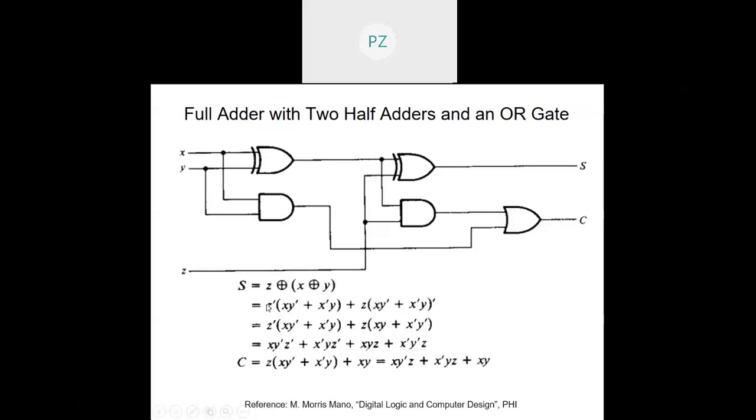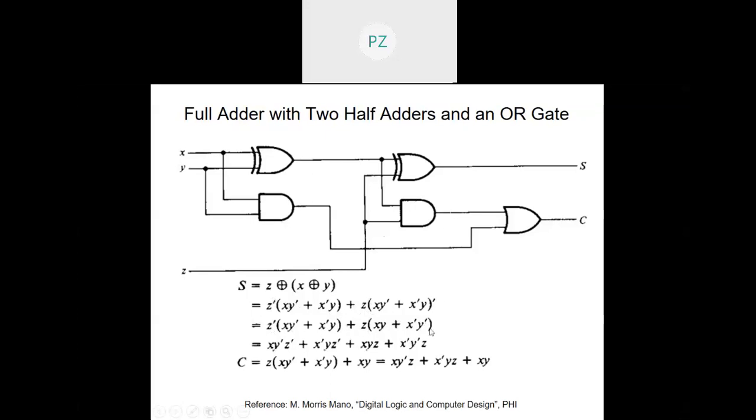Now I can write this as Z dash times (xy dash plus x dash y), because x exclusive OR with y is xy dash plus x dash y. So x dash y, let us do. So this is z dash, and then the true form of z and the complement of the other term. Now this is z dash (xy dash plus x dash y), plus the same with z.